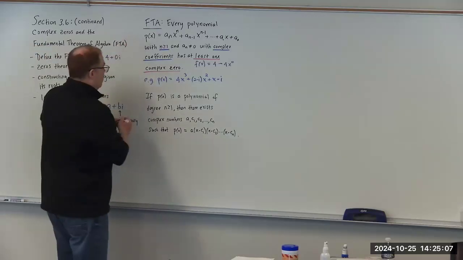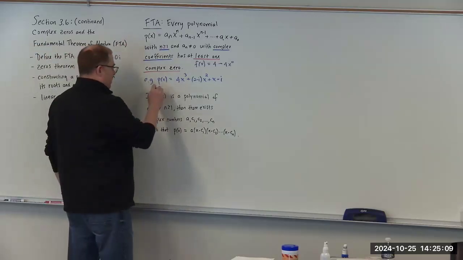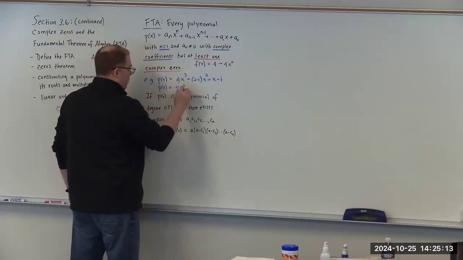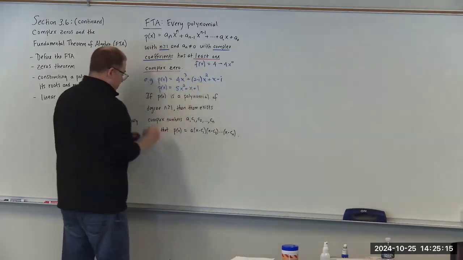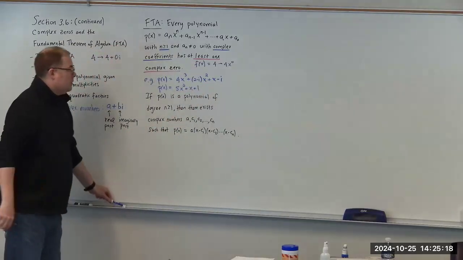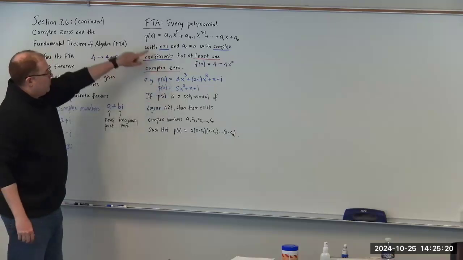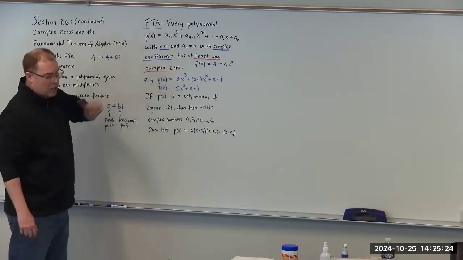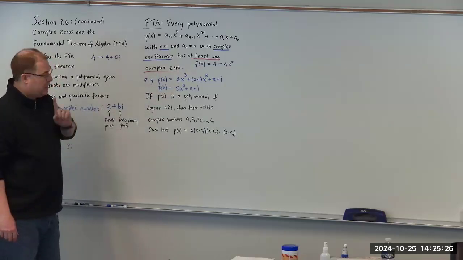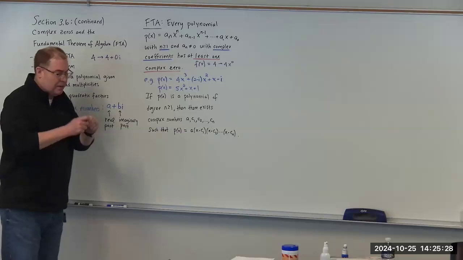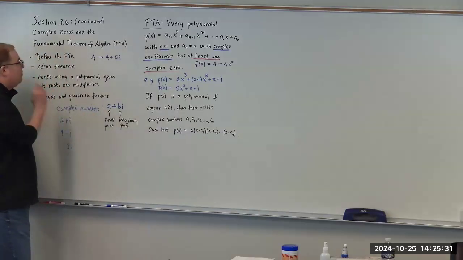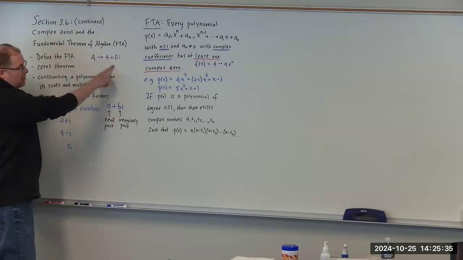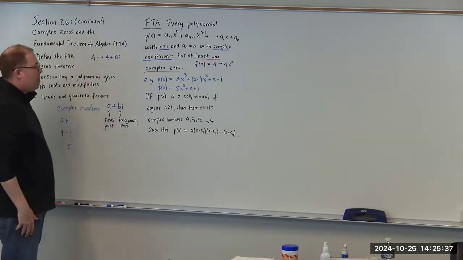But going back to this theorem, we could have something like this. Even this would fall under this theorem. That means this would have at least one complex zero, keeping in mind that every real number can be expressed in the form of a complex number.